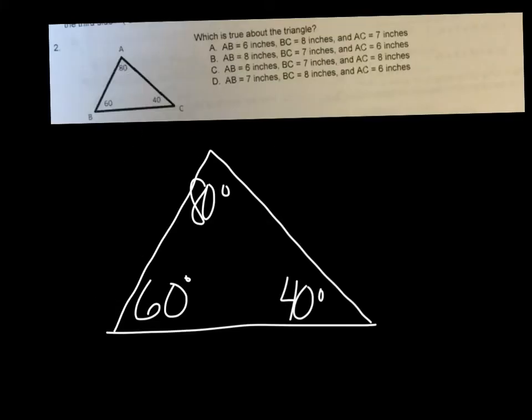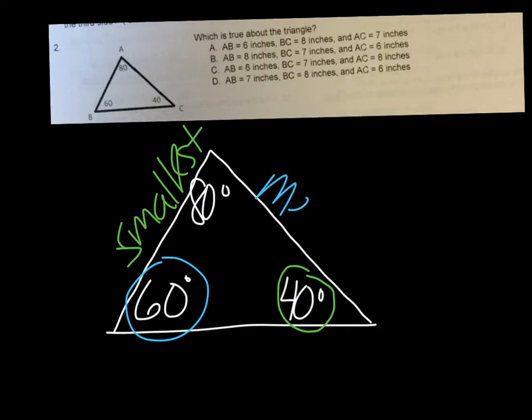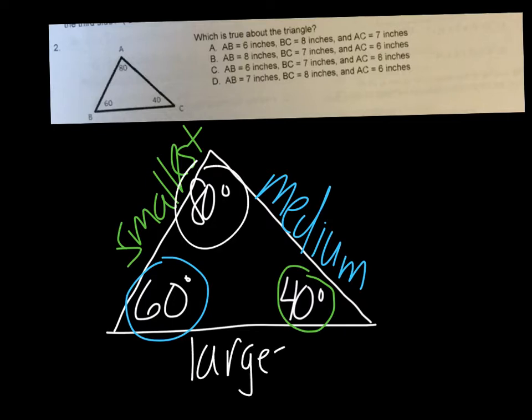Number 2, what is true about the triangle? So we talked about this in class. Here's our smallest angle, which means this would be our smallest side. And then we have our medium angle, so this would be our medium side. And then we have our largest angle, so this would be our largest side. So if we look at our choices, we see that AB, I suppose we should label this A, B, C. So AB is the smallest.